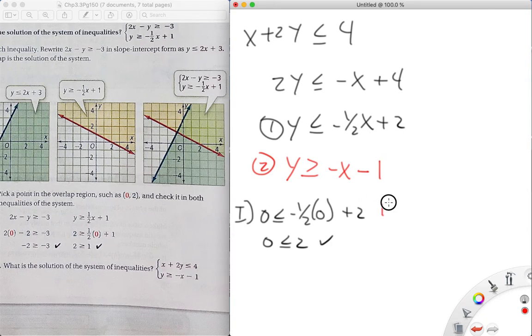Then for the second one, we have 0 is greater than or equal to negative 0 minus 1. 0 is greater than or equal to negative 1, which is true, so that works. So that shows me that the graph is correct.